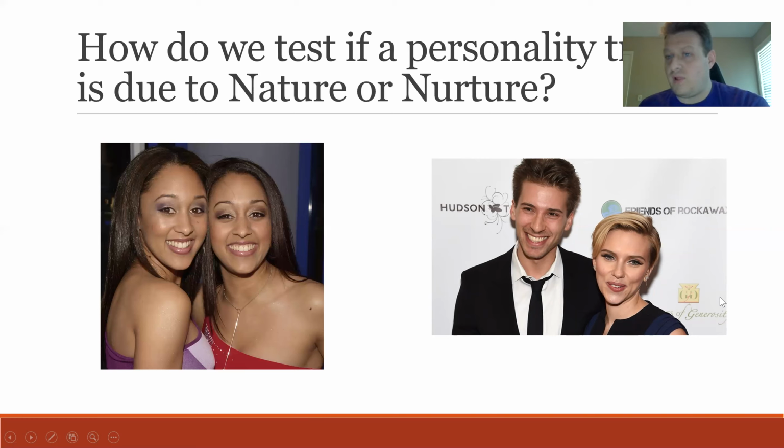So we can rely on this logic to try and calculate the proportion of variation in someone's personality traits that is attributable to nature, attributable to genetics. Another term for this is the heritability of a particular personality trait.